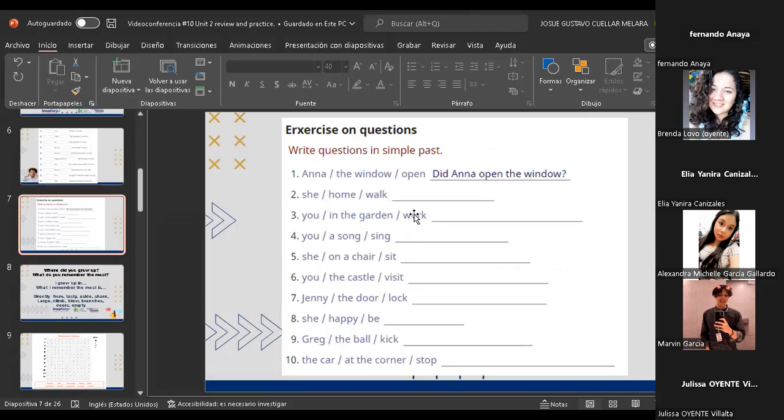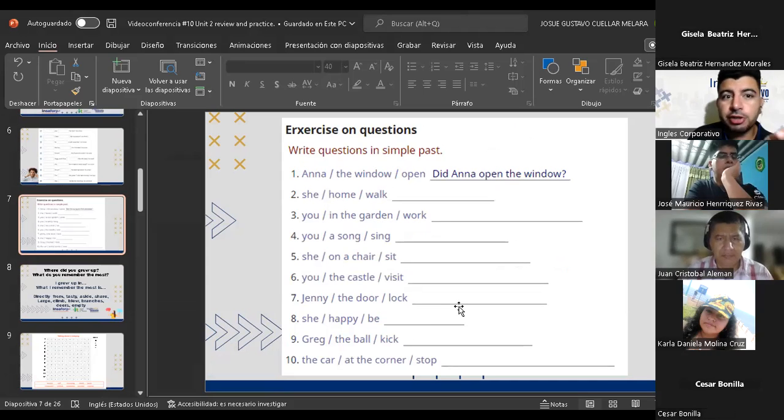Here we have this. We have to write questions in simple past. Tenemos que escribir pues las preguntas. But first, we have to order the words. Tenemos que ordenar las palabras. Besides that, you have to add did. Tenemos que ordenar las palabras, pero también tenemos que agregarle did al inicio.